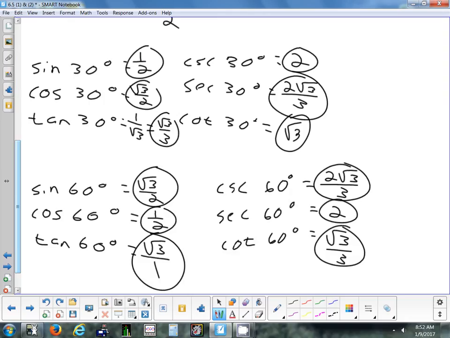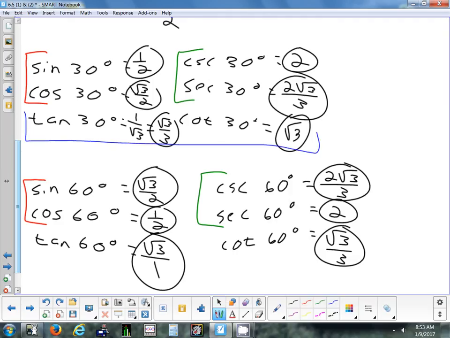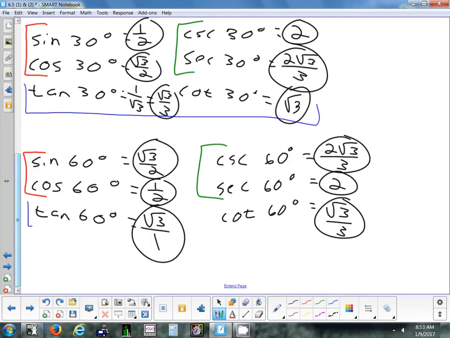So exactly what we said earlier happens. The sine and the cosine, those answers switched. The secant and cosecant, those answers switched. And the tangent and cotangent, those two switched. Does anybody see a pattern with which trig function switched places? What's the connection between sine, cosine, secant, cosecant, tangent, cotangent?